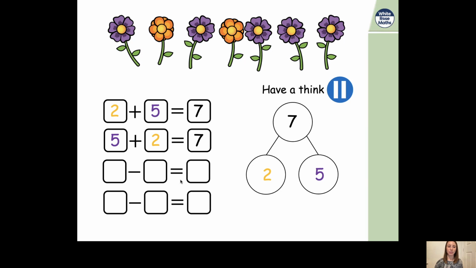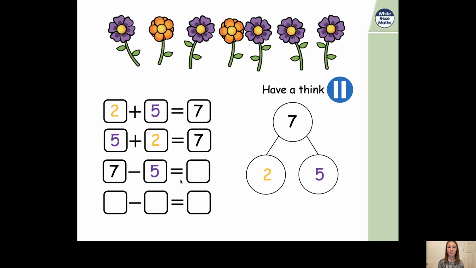Okay, well done if you started with the number 7, because remember in our subtraction sentences, we always start with the biggest number, the whole, before our takeaway sign. Okay, and I'm going to take away one of my parts. So I'm going to take away the number 5. So 7, take away 5, how many do I have left?